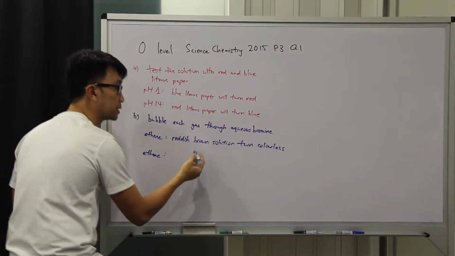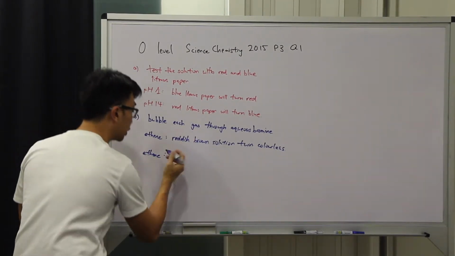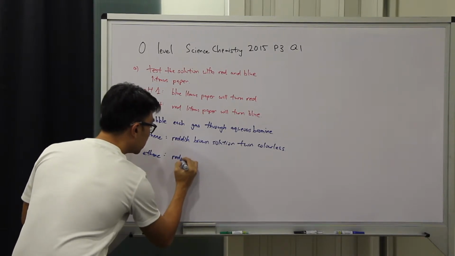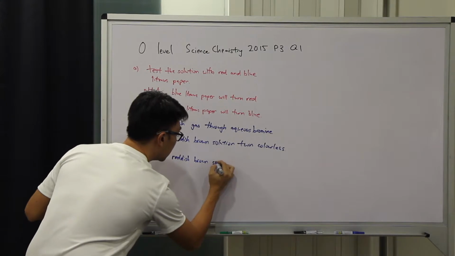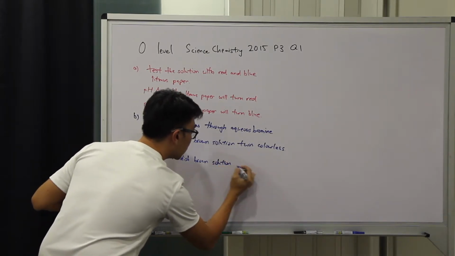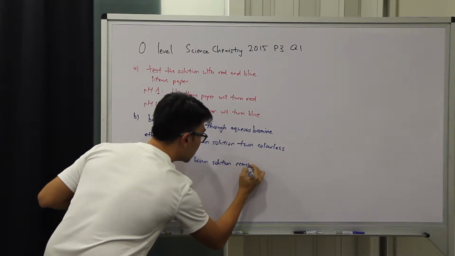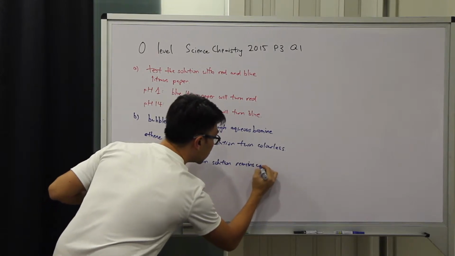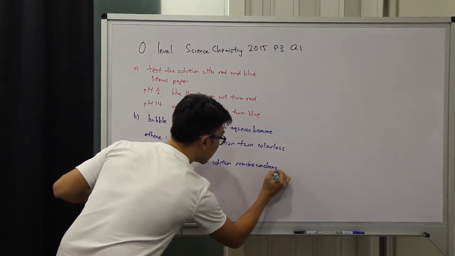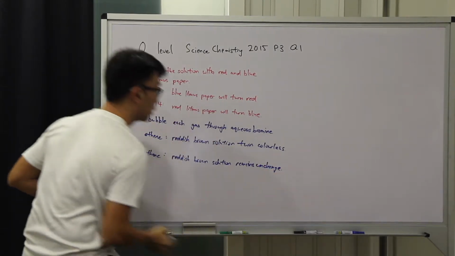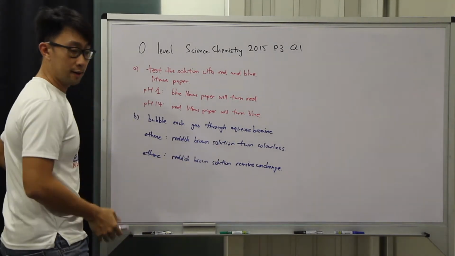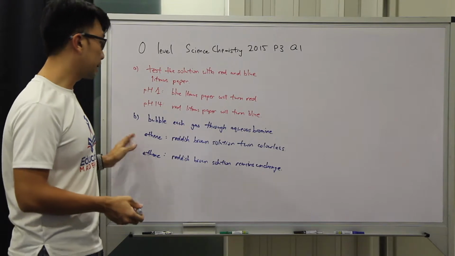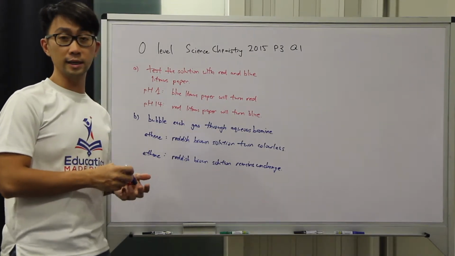For ethane, the reddish brown solution will have no change. The reddish brown solution remains unchanged, because there's no reaction between ethane and bromine. So this is the way we can differentiate between the two different gases.